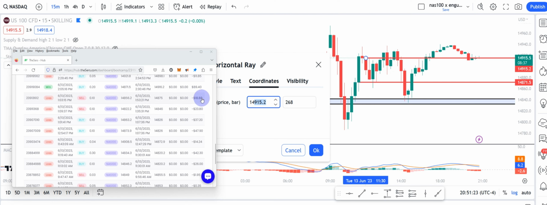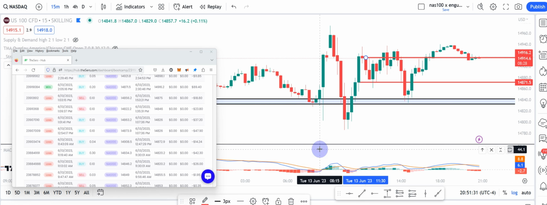So that's this trade, 14,916.2. Okay, so I'm thinking if I get a move up, get that move up, if I get a reversal candle and it closes, I close that candle. It's looking as simple as that.